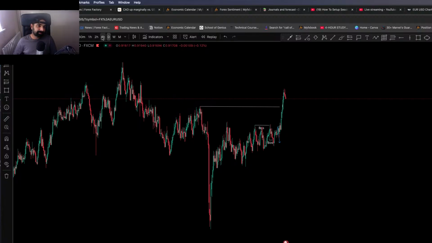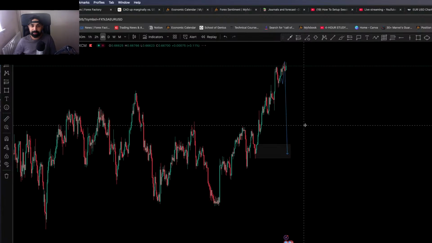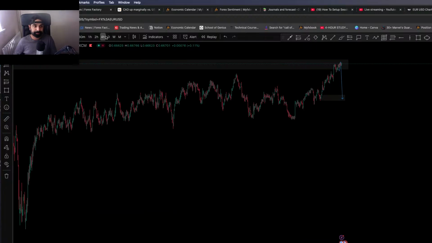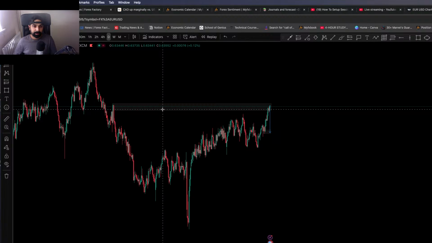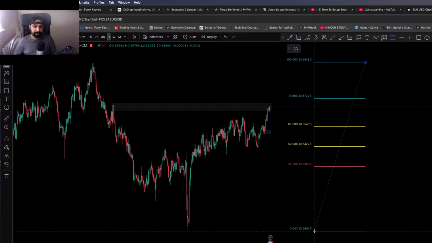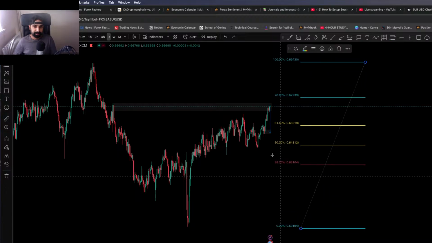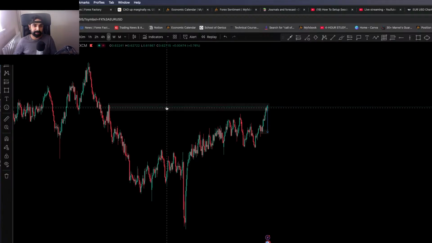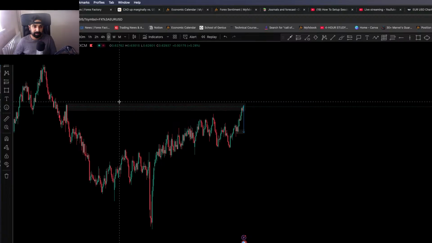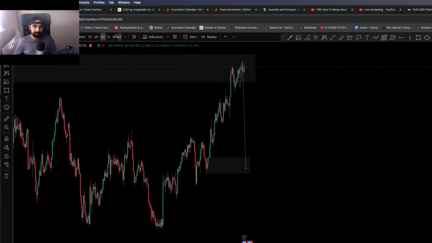AUD CAD, this pair I'm not going to trade anyway, so I'll kick that one out. With this Australian pair and USD, fibs are not matching as well. We've got this high that is reaching at the moment on the daily, but more likely it's in the range anyway.